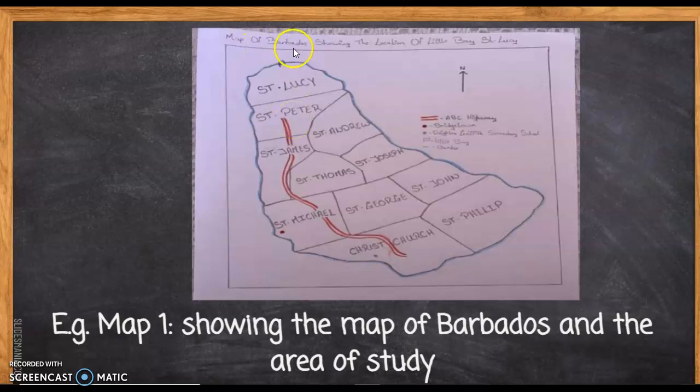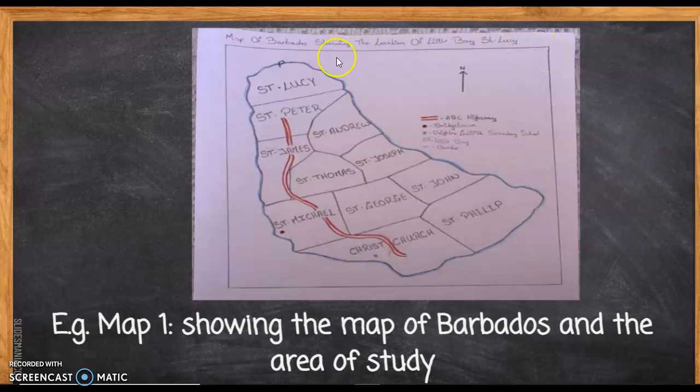Here is the title written at the top, showing which country it is and the location of study. In this case, it was Little Bay, St. Lucie. A north arrow is present to show the orientation of the map, the presence of the road in red to show the area traveled, the capital, a red dot, the location of the school, as well as the area of study that was being carried out. This is to ensure you have all the components of your map.